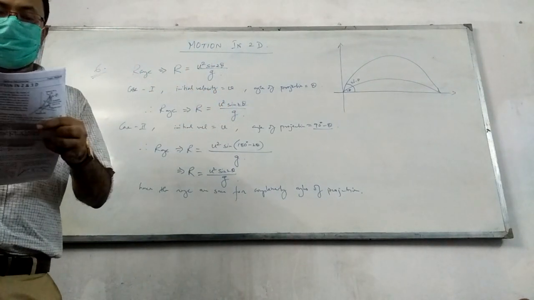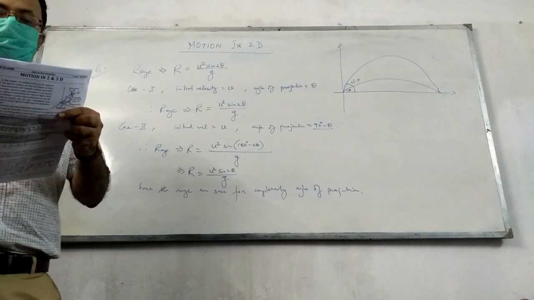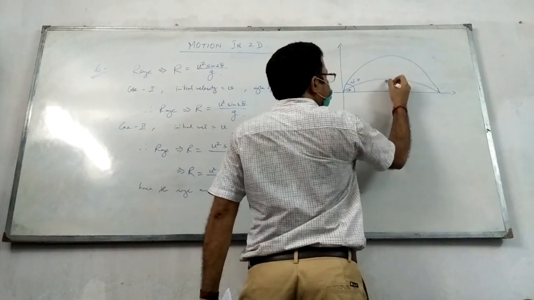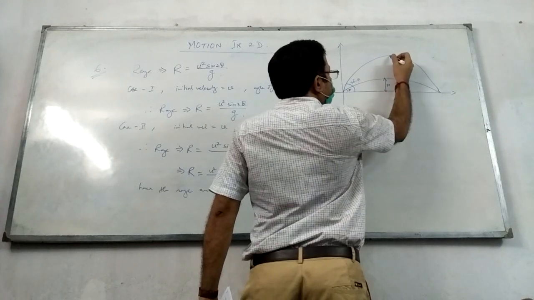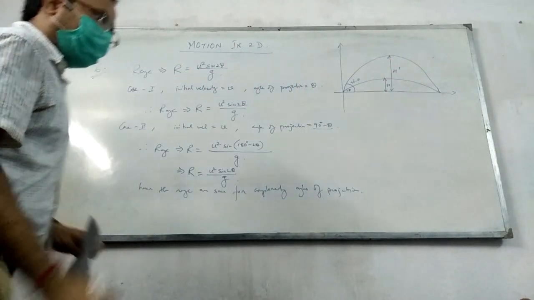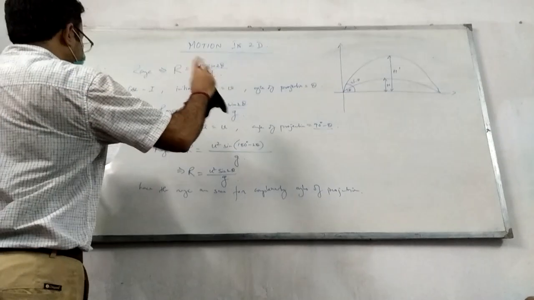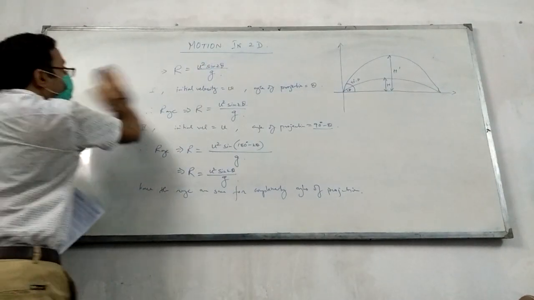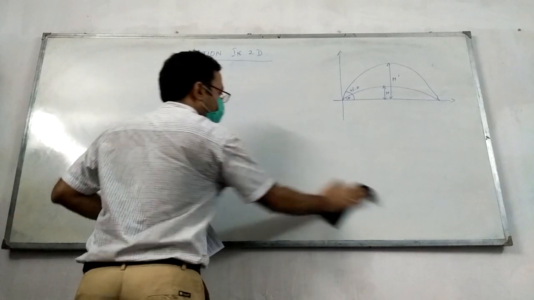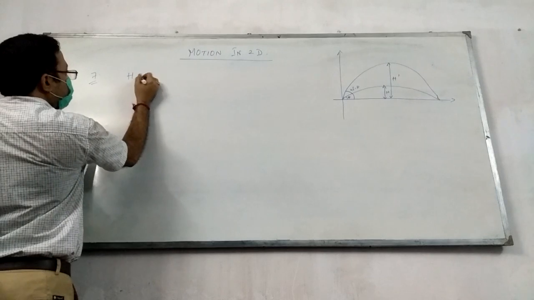Now question number 7 says, in the previous problem, if the maximum height reached is H and H dash, with the range the same in these two cases, prove that H by H dash will be tan square theta. So how do you go for that? How will we prove it? Question number 7. Now what is the formula for H? Tell me.